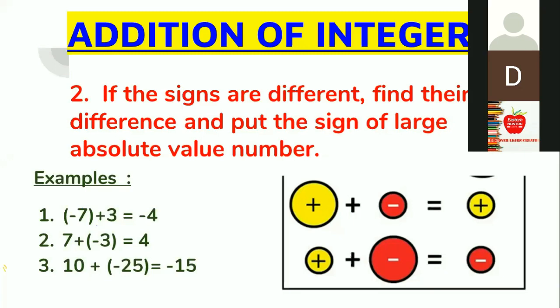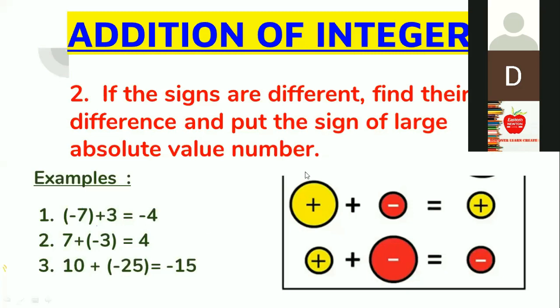The third example is also similar. 10 plus -25. You subtract 25 minus 10, you will get 15. And the larger absolute value is 25. So you put the sign of the larger absolute value, that means the sign of 25, which is negative. So the answer is -15. So this is about the addition of integers.